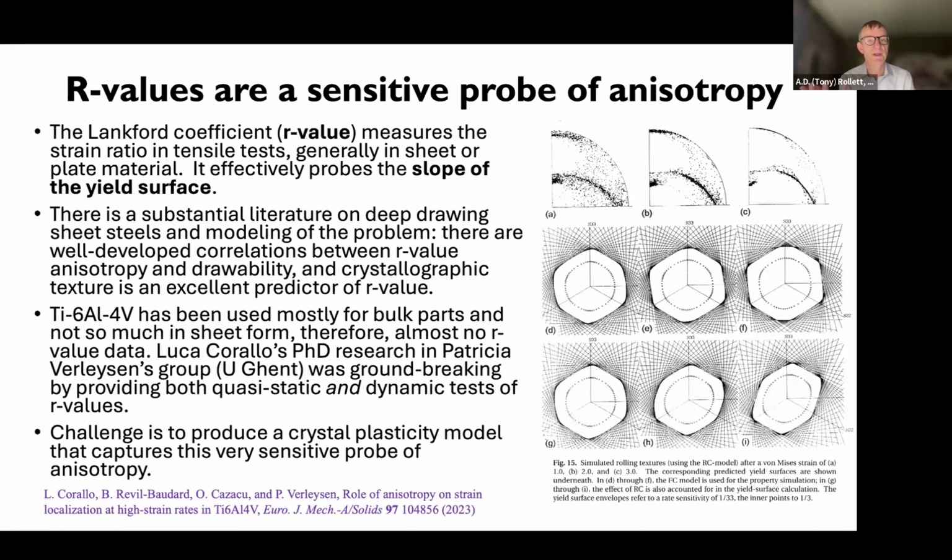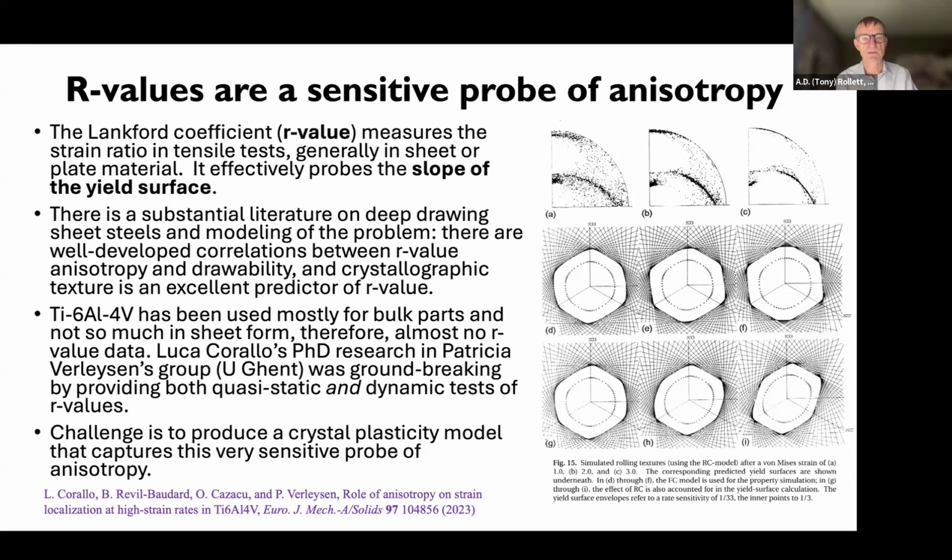And amongst other things, what he did was tensile tests and measuring the strain ratio. So this was interesting because there's a substantial literature on deep drawing steels and a lot of modeling of the problem, and a well-developed correlation between the strain ratio, or R value, and drawability. So it's a known aspect of texture that's very useful in the formability world. But Ti-6.4 has been mostly used for bulk parts and not so very much in sheet form, certainly, and not a lot of deep drawing of Ti-6.4 sheet.